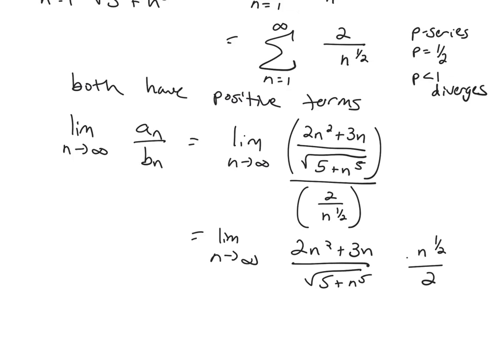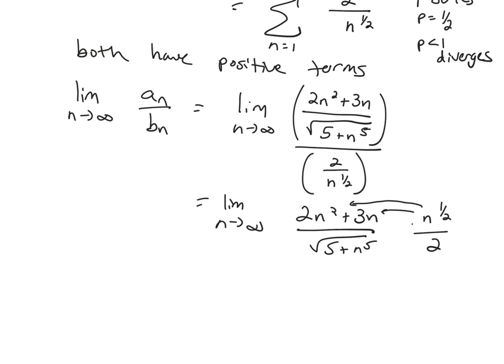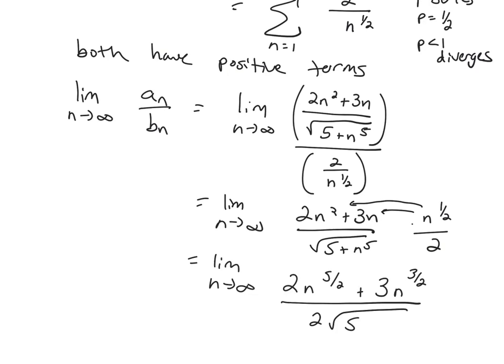So now what I need to do is distribute that n to the 1/2 to both terms here in my numerator. So I'm getting 2n to the 5 halves plus 3n to the 3 halves over 2 square root of 5 plus n to the 5th.